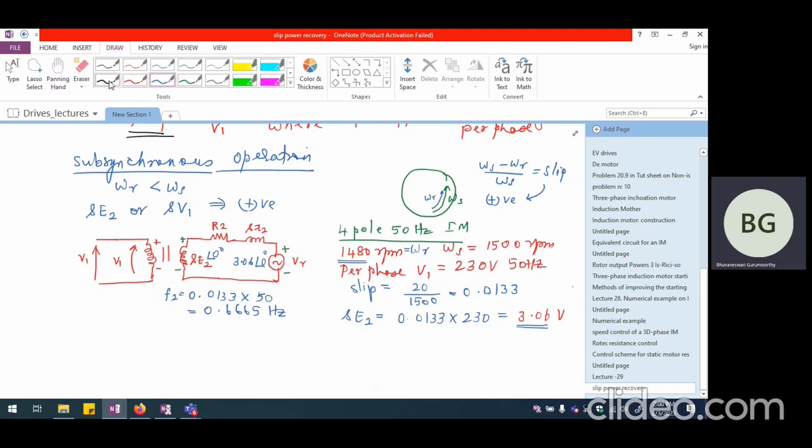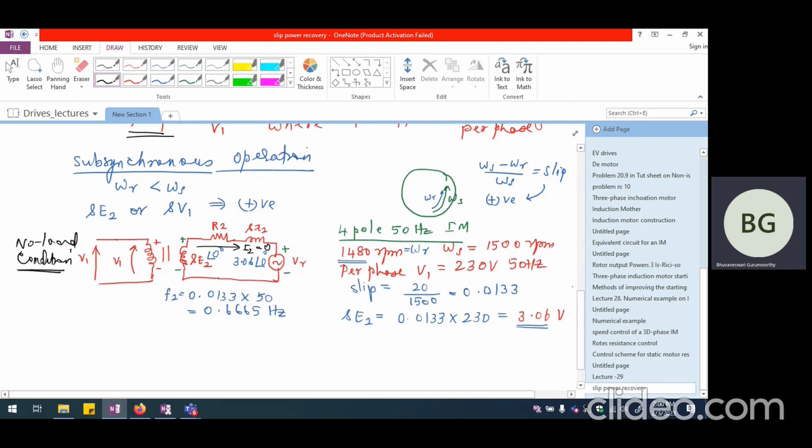Now, this is the no load condition. So under no load condition, we are going to have the current, what we have got here, I2, equal to 0. So this is going to be the no load condition.